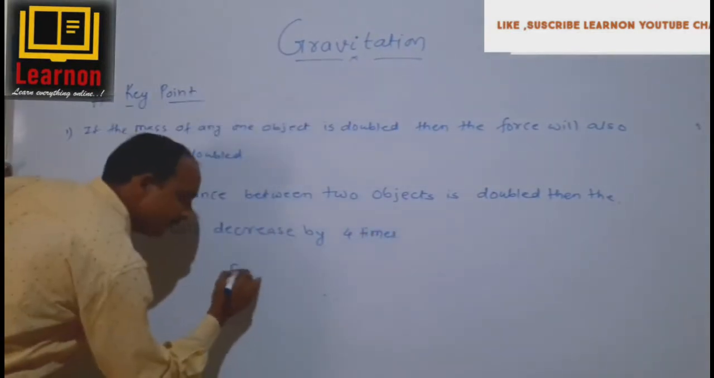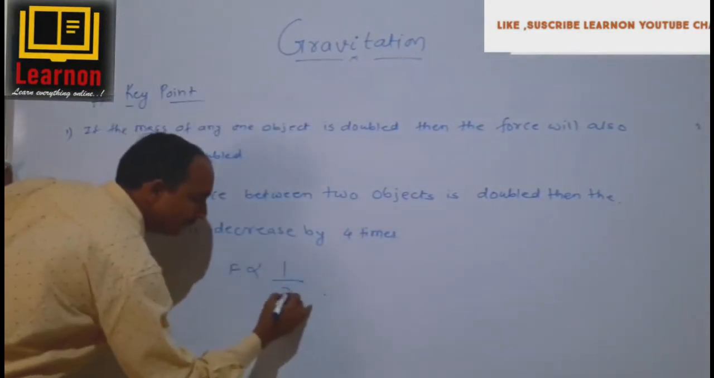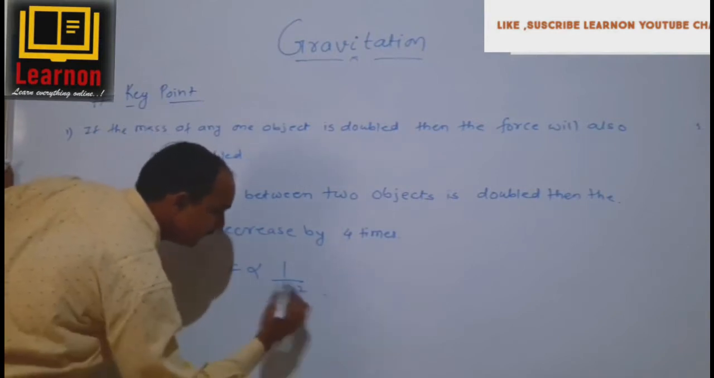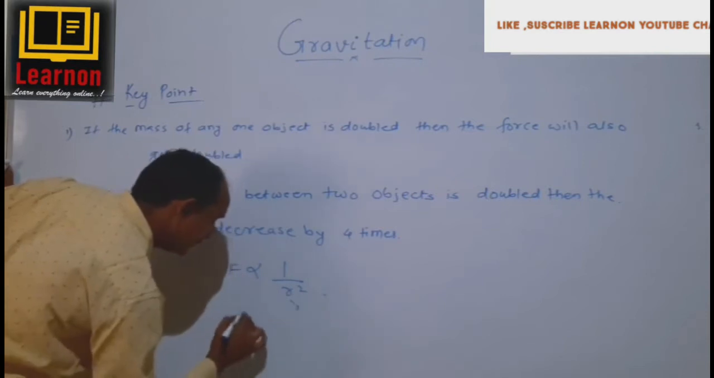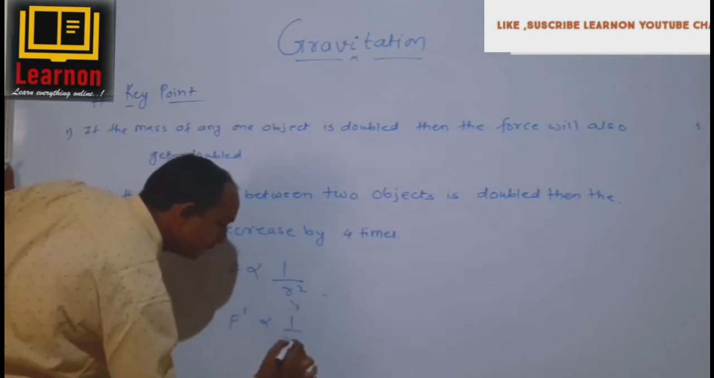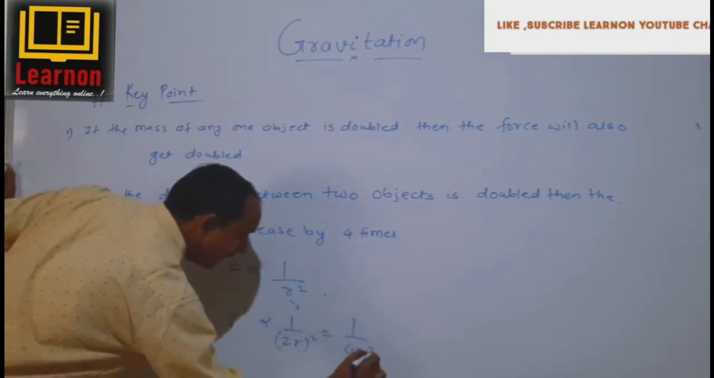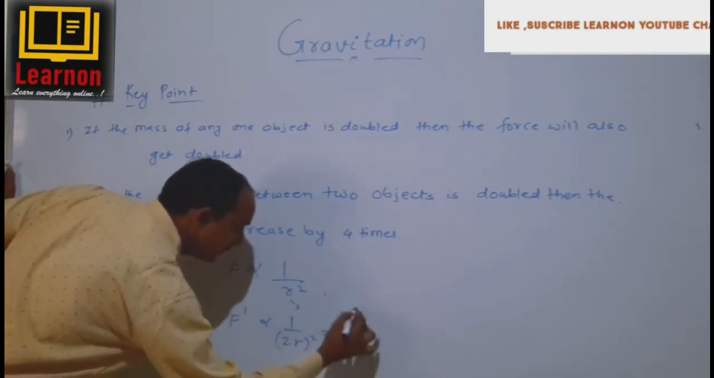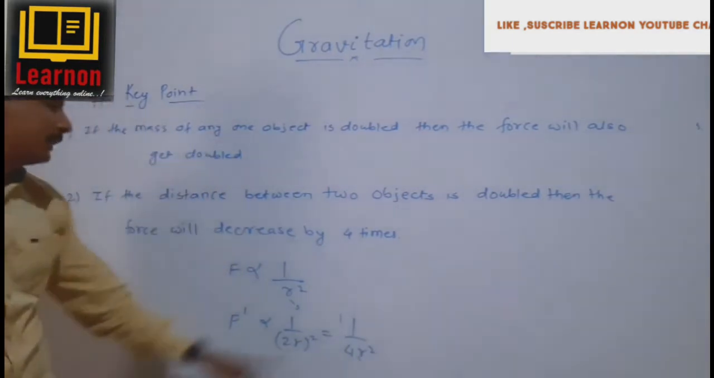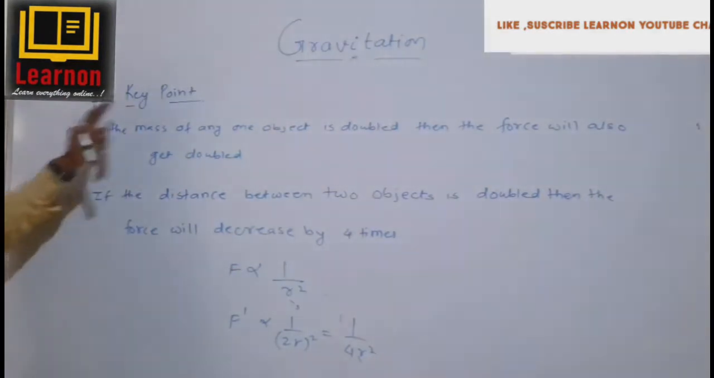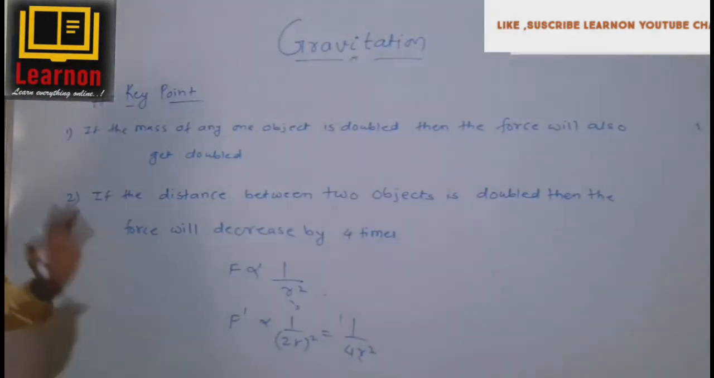How? F is inversely proportional to 1 upon r square. So if r is doubled, meaning it has become twice of r, then F dash will become proportional to 1 upon 2r whole square. It will become 1 upon 4r square. Actually the force was this one, so it has become 1 upon 4 times, decreased by 4 times. So these are the key points of Newton's gravitation law.